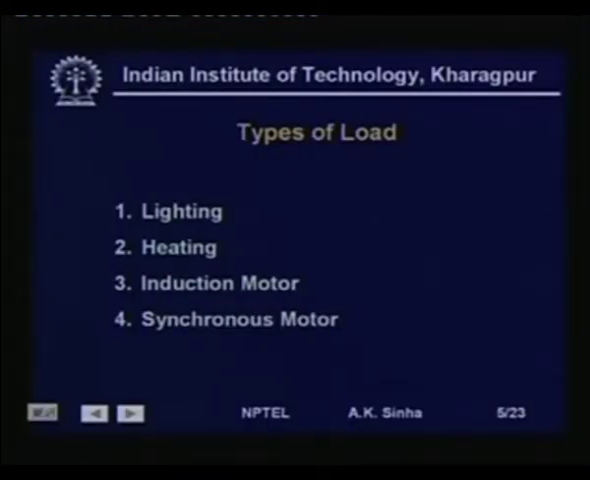Then a majority of loads in industry as well as in agriculture sector are induction motor loads, because the induction motors are the workhorse of the industry. They are used almost for all kinds of applications. Even in agriculture, we have all these pump sets which are basically operated by means of induction machines. So, we have a large number of induction motors.